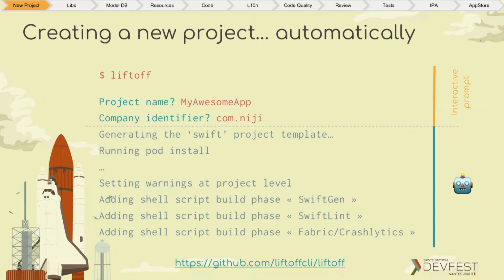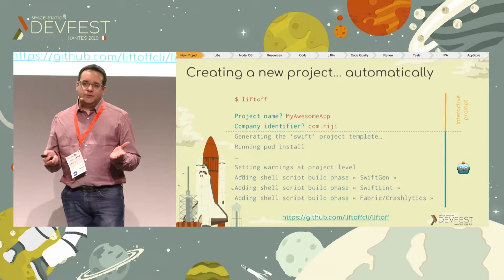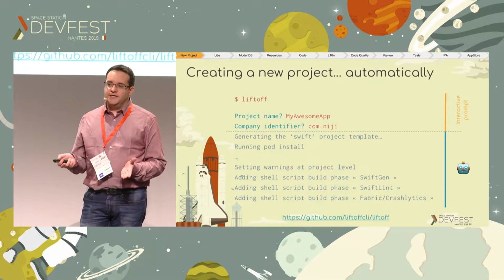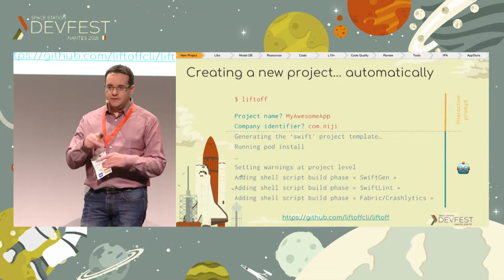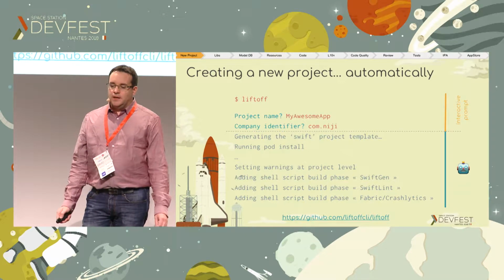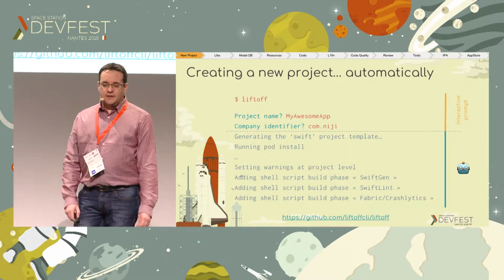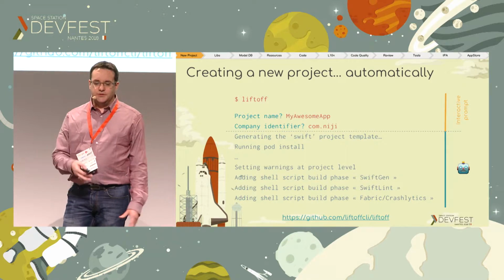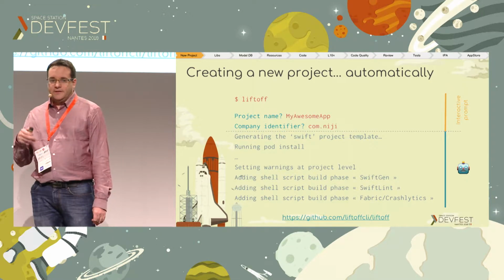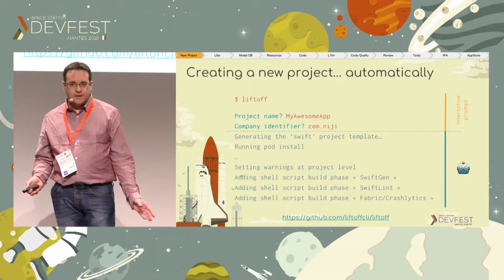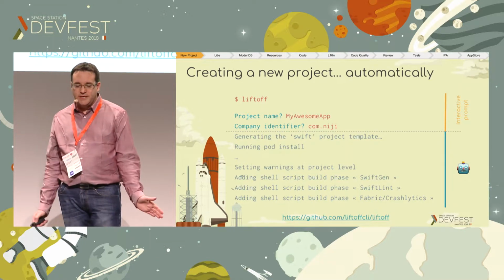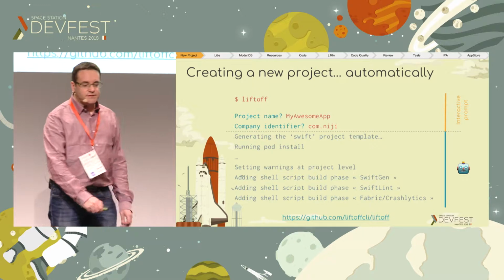So what we use at my company is a tool called Liftoff, and it works by providing a YAML file where you define how you want your project to look and what you want to configure in that project in terms of build phase and organization and structure. And once you have your template ready, every time you want to create a new project, you just run Liftoff. Then it asks you a few questions, like the project name, the bundle ID, and some other questions.